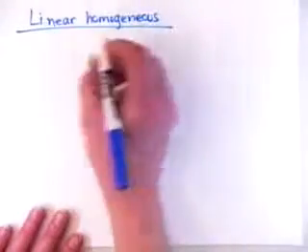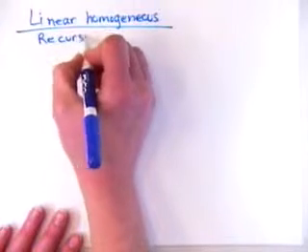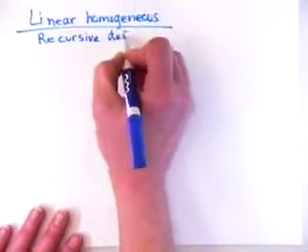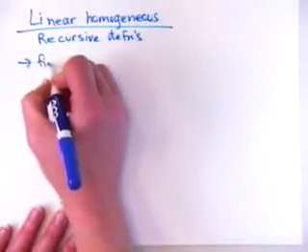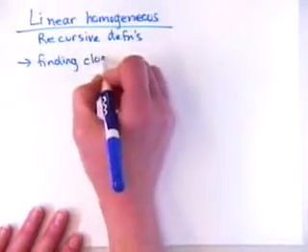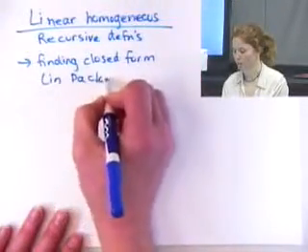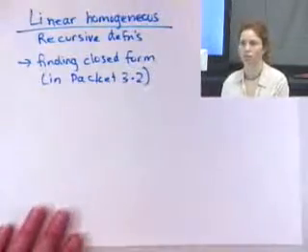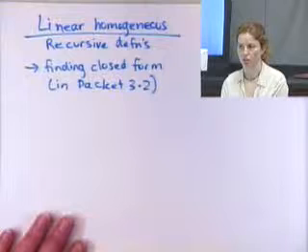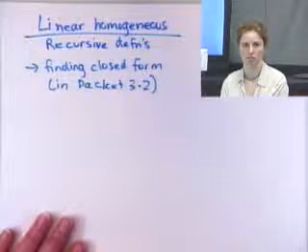So let's talk about a method for finding closed form when we have linear homogeneous recursions. And this is in packet 3.2, which is going to be up tomorrow. This is really detailed in packet 3.2, so don't worry too much if you don't get the details. You can print it out tomorrow. Take a look at it.